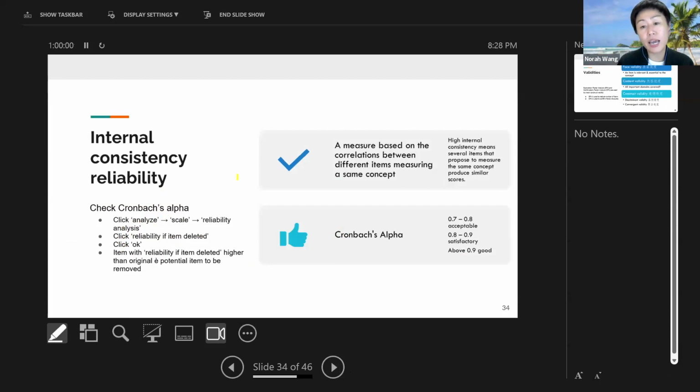What we look at is basically the correlation across those items. If there is high correlation amongst all the items, it means there's high internal consistency between those items. Here are some figures that you can see. Usually above 0.8 is considered quite satisfactory. If you want to calculate it, you can follow the steps to use SPSS. But when you actually choose a scale, scales often tell you what their Cronbach's alpha is.